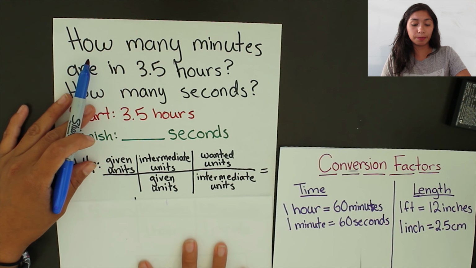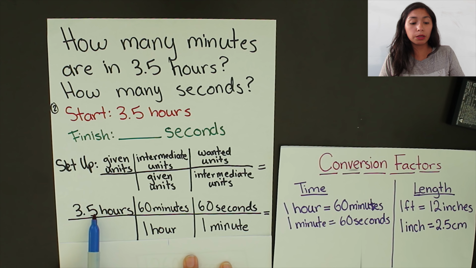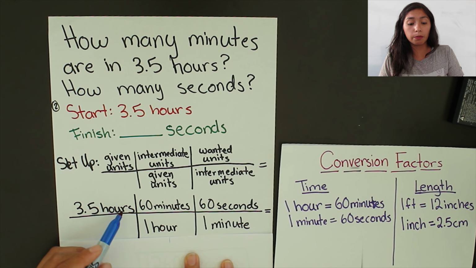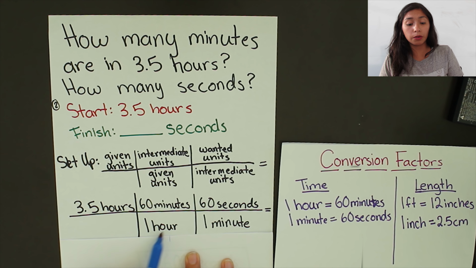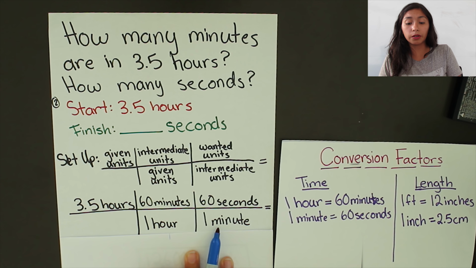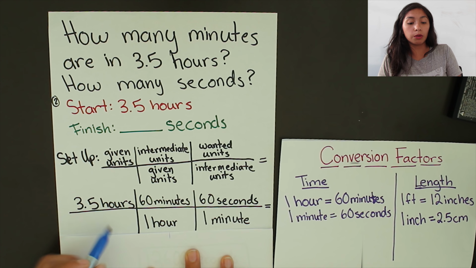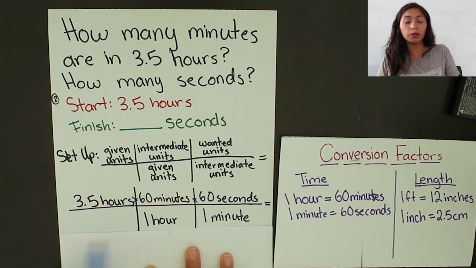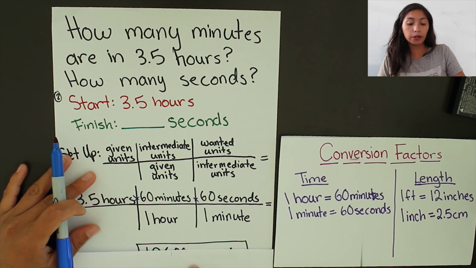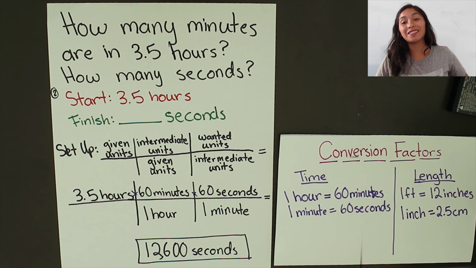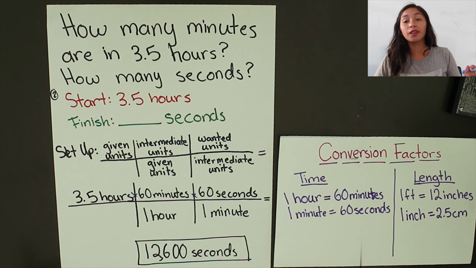So let's get started. 3.5 hours. In 3.5 hours, we write that down because that's our given units. We bring our units down, which is hour. We know that in 1 hour, there are 60 minutes, and that in 1 minute, there are 60 seconds. We multiply across, and then we divide by 1 since both of these units are 1. And our final answer should be 12,600 seconds. And that is it.